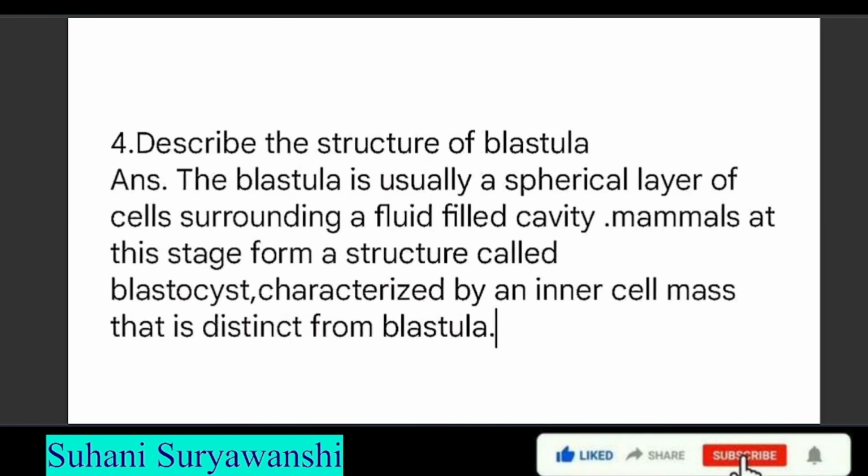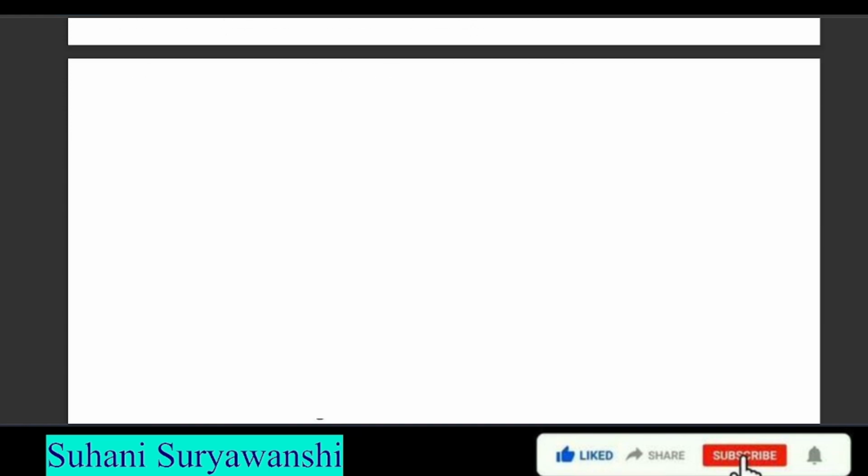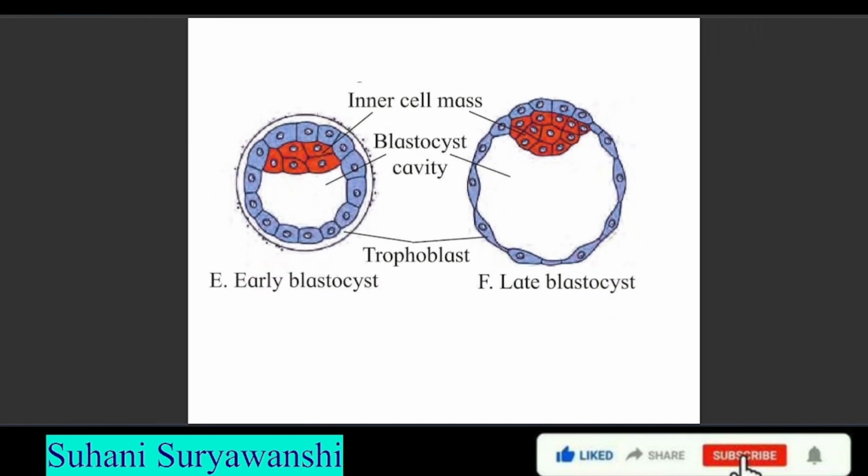Describe the structure of blastula. The blastula is usually a spherical layer of cells surrounding a fluid-filled cavity. Mammals at this stage form a structure called a blastocyst, characterized by an inner cell mass that is distinct from the blastula. Again, check out the diagram.